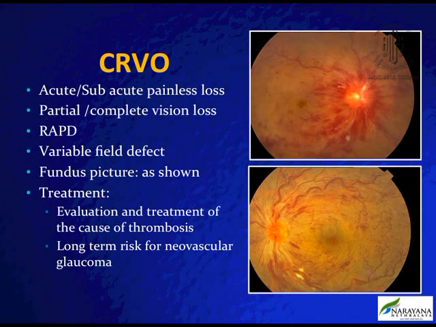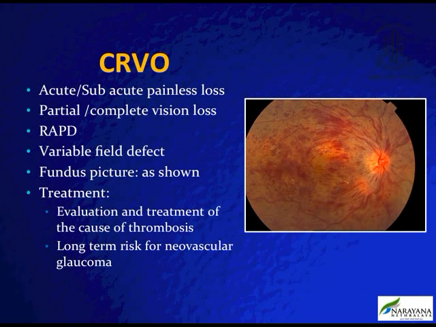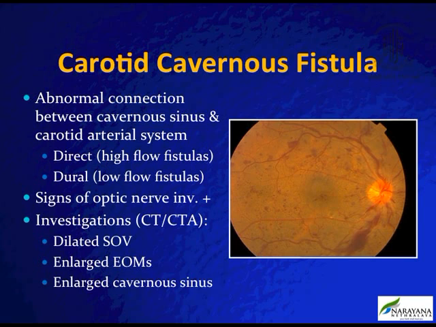Now coming to the other things, I'll quickly brush upon them. This is a central retinal vein occlusion where the patient can have acute to subacute or partial and complete visual loss. Again, we'll have RAPD, visual defects are different, and if there is a macular involvement, then there is definitely loss of vision. Treatment would be to evaluate and find the cause of thrombosis and look out for long-term effects due to neovascular glaucoma. This is carotid cavernous fistula.